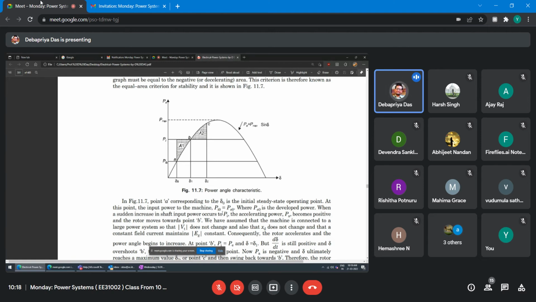Also, if you have time, spend some time on my NPTEL course, go to transient stability analysis, right? And then finally it will settle to B.